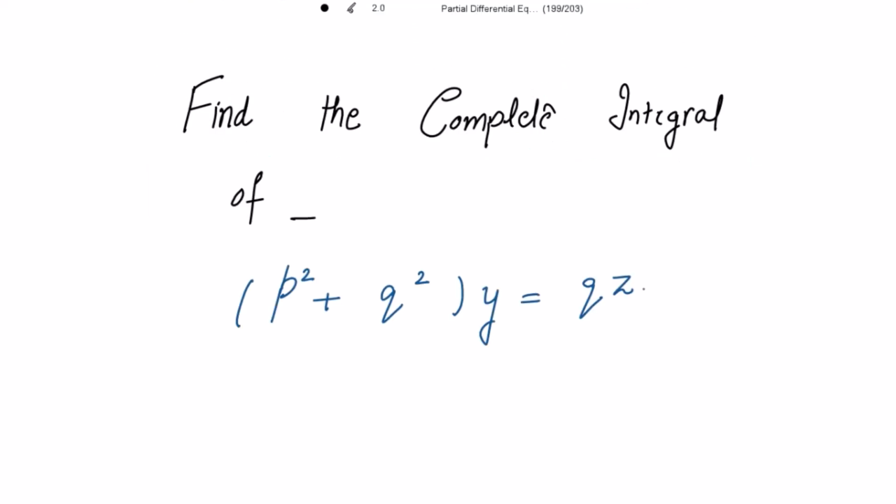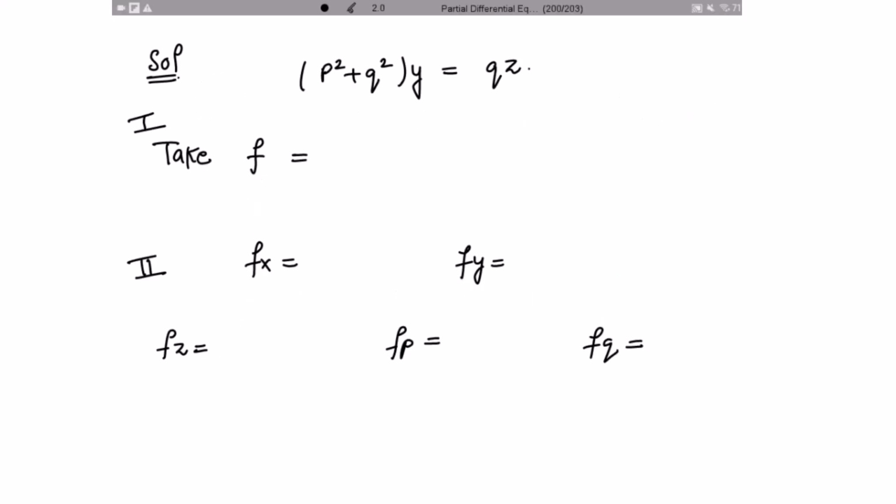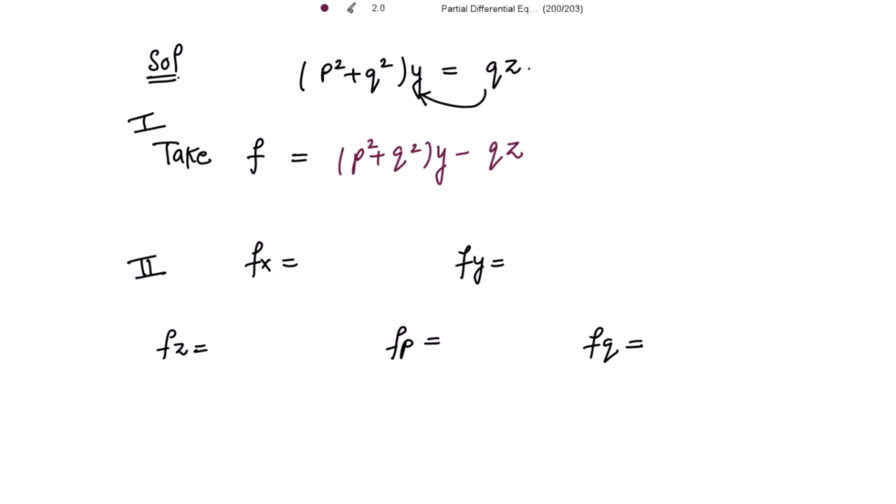Find the complete integral of this equation. So for this I am taking f to be equal to, I take qz to the other side because we need to apply the Charpit subsidiary equations. For that we need all these details.